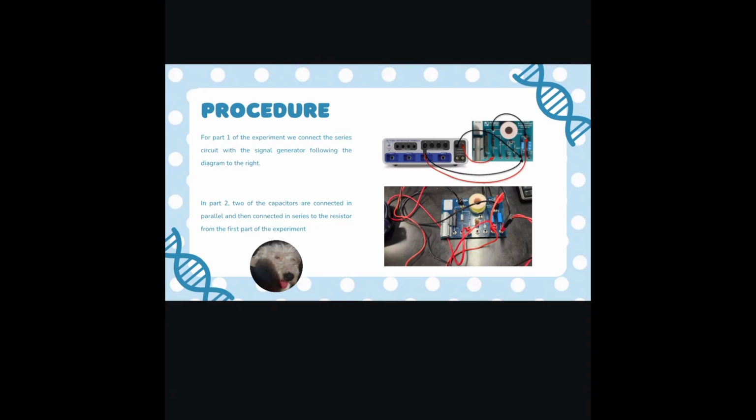For part 1 of the experiment, we connect the series circuit with the signal generator following the diagram to the right. This is the setup that will be used to collect the data for Table 1 on the following slide. The same procedure for collecting the data is used for Table 2, however, the setup is slightly different and 2 of the capacitors are connected in parallel and then connected in series to the resistor, whereas in the first part of the experiment there was only one of each.